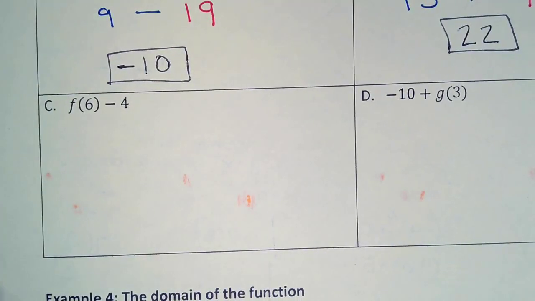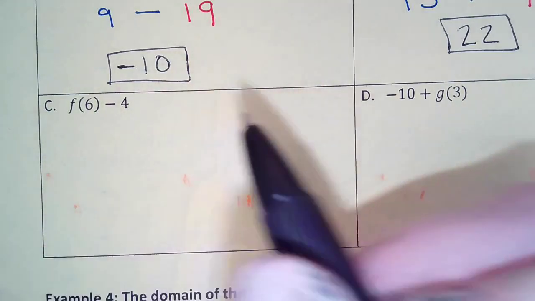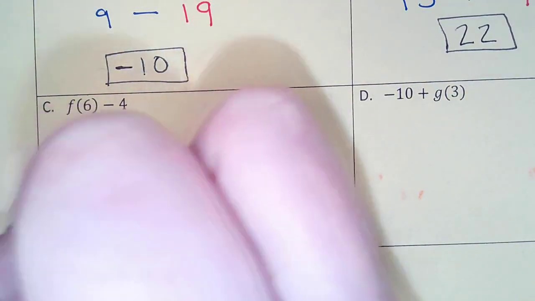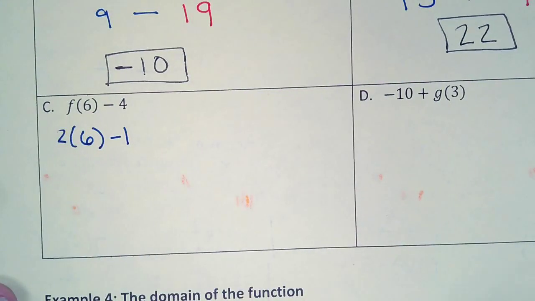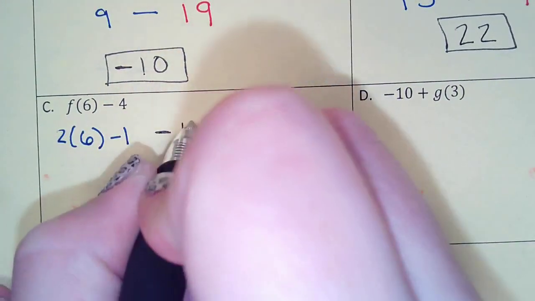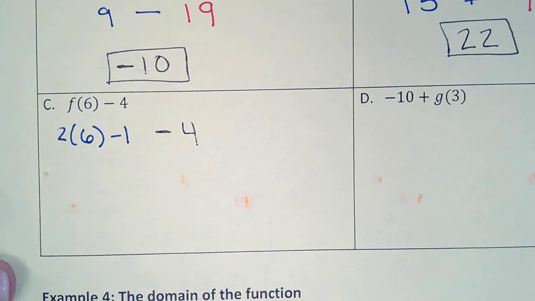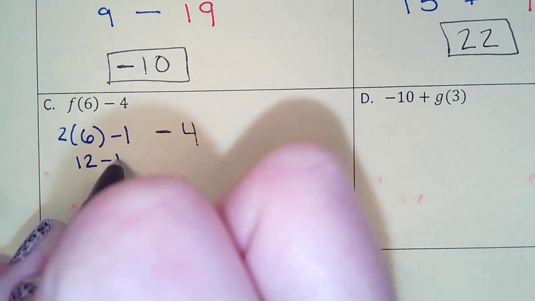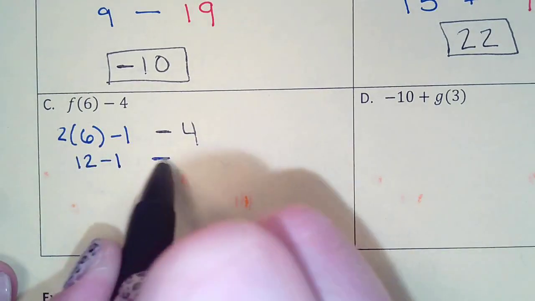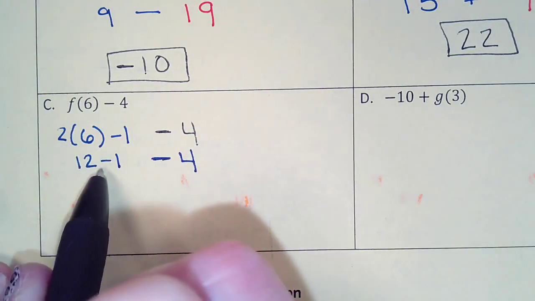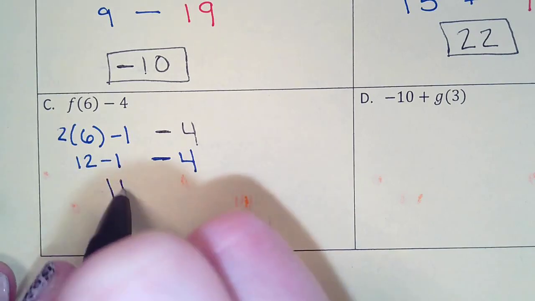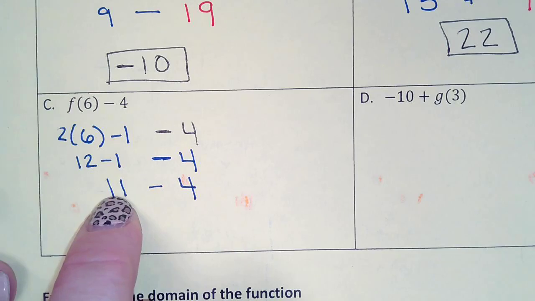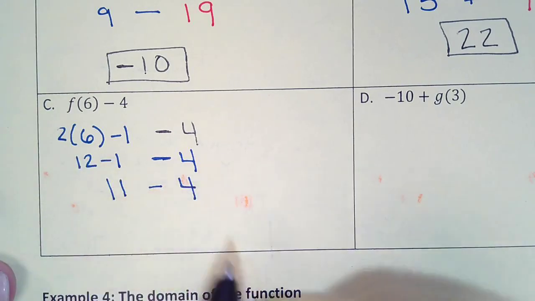Part C, we have f of 6, and then we're going to subtract 4 on the end. So first, f of 6, I'll have 2 times 6 minus 1, and then I have this minus 4 to tack onto it. So 2 times 6 is 12 minus 1. Drop down the minus 4. 12 minus 1 is 11. Drop down the minus 4. Now that I have this down to one number, 11 minus 4 should be 7.